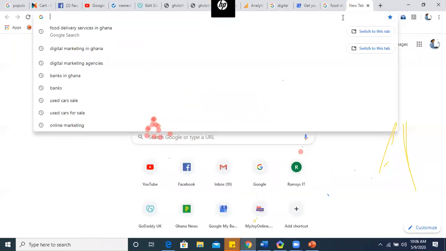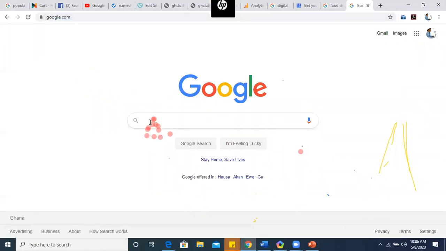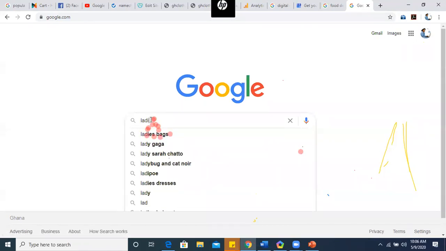Let me show you the first thing you can do with keywords. You can go to google.com and start typing. For example, I'm selling bags, so I'll type ladies bags. The moment I do that, you realize that Google has given me a lot of options: ladies bag for sale in Ghana, ladies backpack, ladies bag 2020, ladies bag on Jumia, ladies bag for wholesale. This gives me an idea of the keywords that people searching for bags in Ghana are using. So when I'm describing things on my website, I make sure some of these words are captured there. You understand, right? Okay.